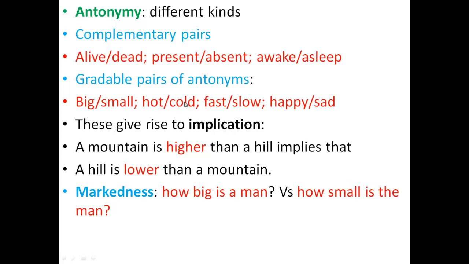Same thing here, hot and cold. If I say how hot is X, I'm just asking about the degree of heat. But if I say how cold is it, I already assume that it is cold. So hot is unmarked, cold is marked. Okay, so these are two things that can help us identify gradable antonyms.